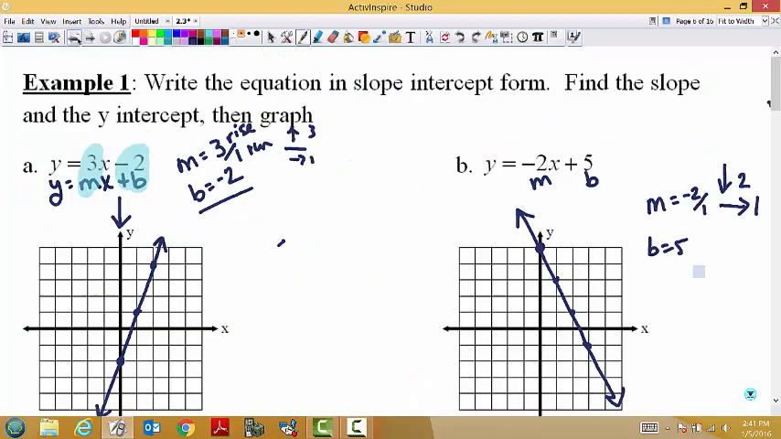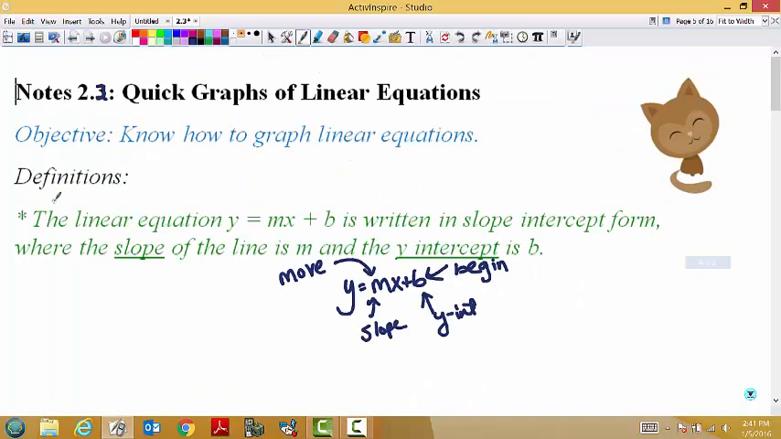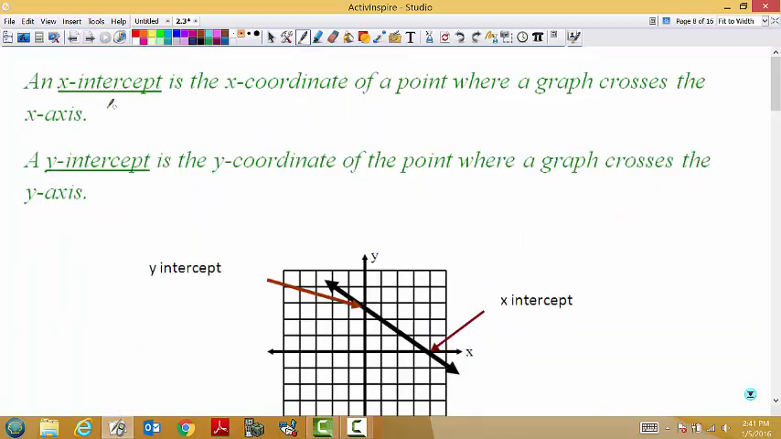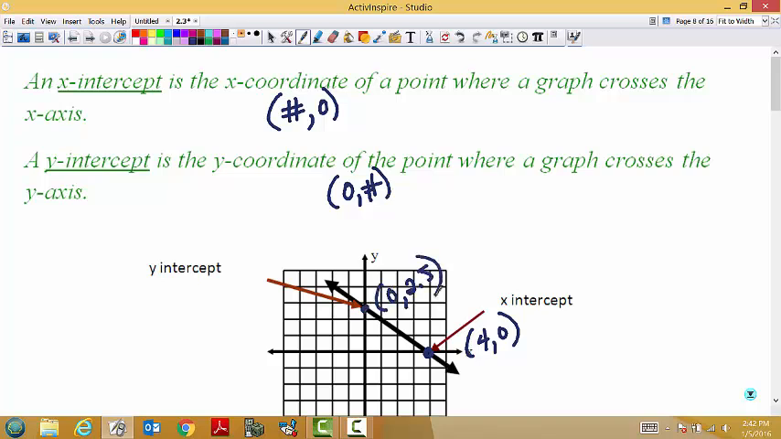Alright, so that was the first thing we did, if it was in y equals mx plus b. The second thing we're going to look at is how to graph using the x and y intercepts. The x-intercept is the x-coordinate of a point where the graph crosses the x-axis, and it's always a number, comma, 0. Like right here, this one is 4, comma, 0. And the y-intercept is 0, comma, a number. It's always on the y-axis. Like this one would be 0, comma, I don't know, 2.5.